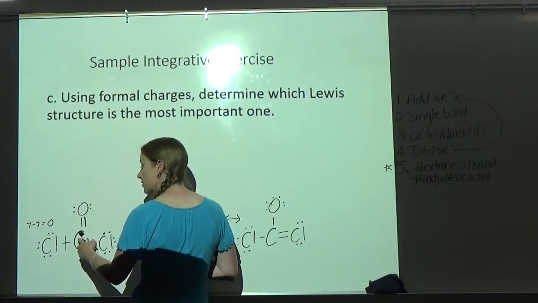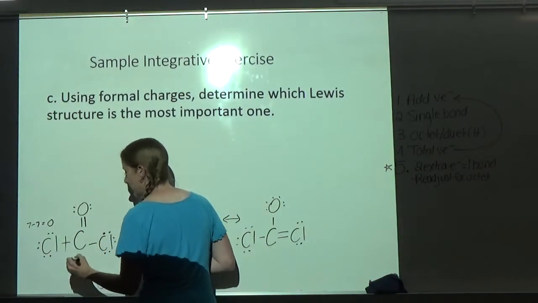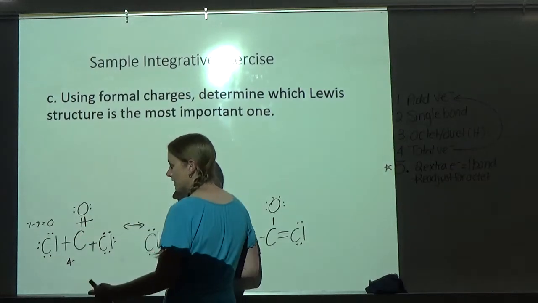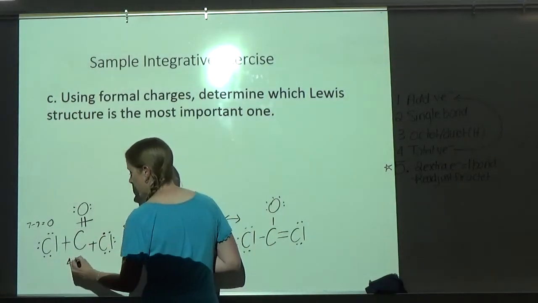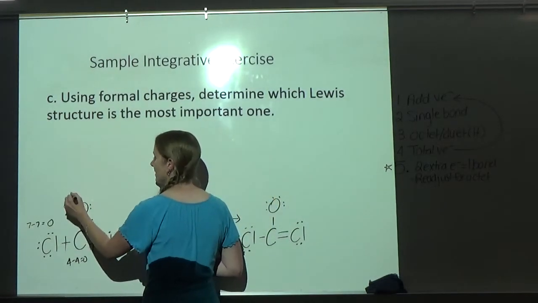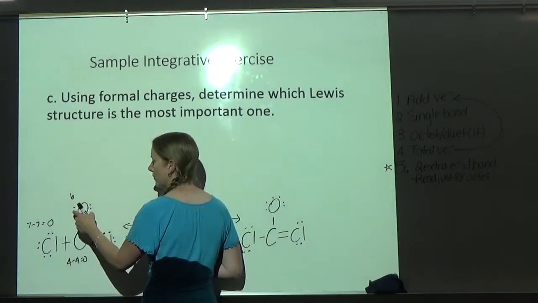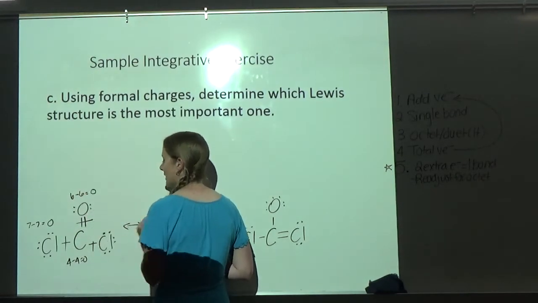All right, next I'm going to do C. So C has 4 from the periodic table, 4 valence. I'm going to split my bonds. So I gave it 1, 2, 3, 4. So 4 minus 4 is 0. Oxygen starts with 6. It's in group 16. I split my bond. I gave it 1, 2, 3, 4, 5, 6. So 6 minus 6 is 0.